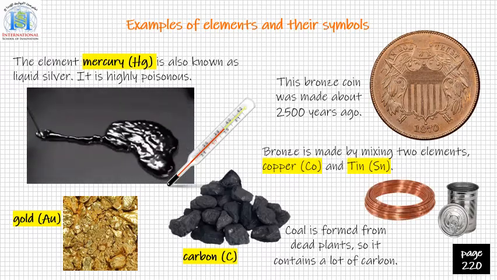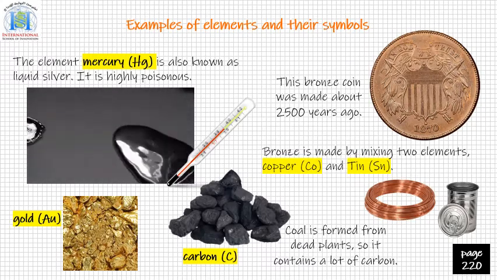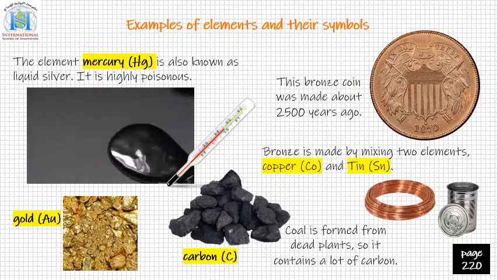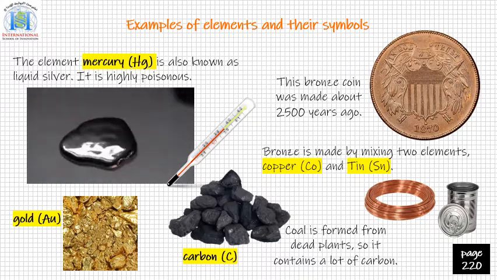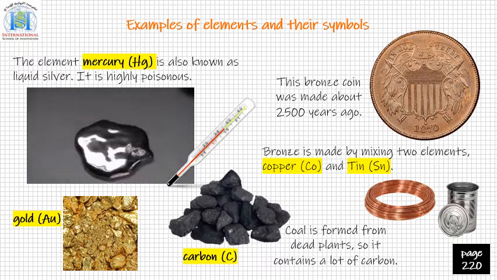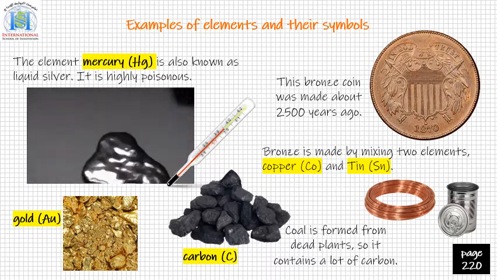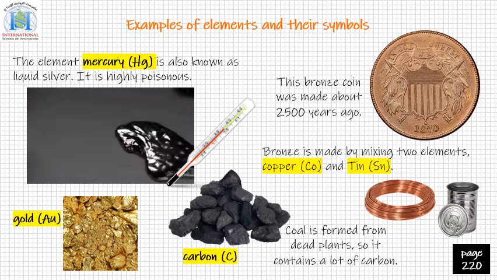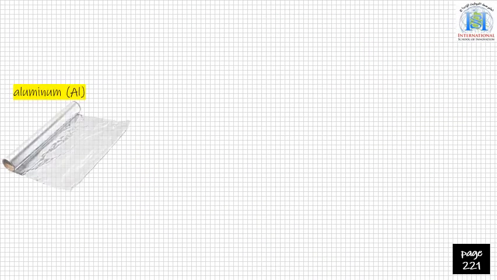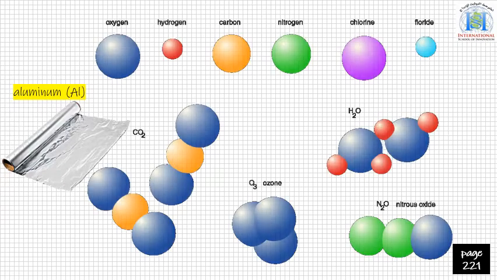The coin shown in this slide is made of bronze, but bronze isn't a single element. It is made by mixing two elements together, copper and tin. And as you can see, Cu for copper and Sn for tin. We use the symbol Al for aluminum. The symbol for oxygen is O. O stands for one atom of oxygen.